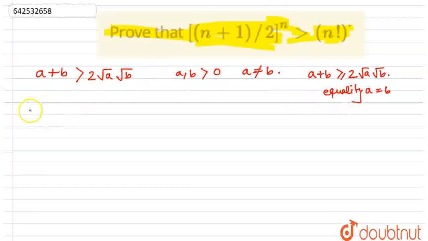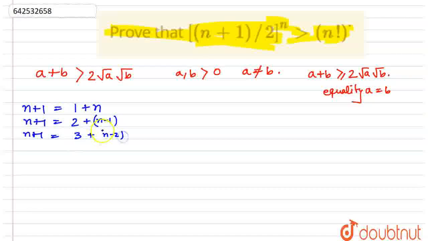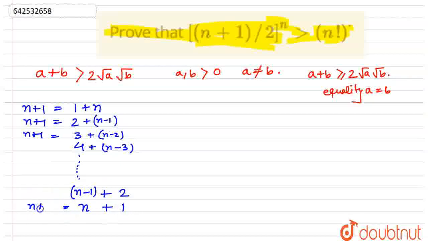So first, let's look at n plus 1. Now n plus 1 can be written as just 1 plus n. And again n plus 1 can also be written as 2 plus n minus 1. And similarly, it can be written as 3 plus n minus 2, 4 plus n minus 3 and so on. Here we will come to n minus 1 plus 2, then n plus 1, and all these things are equal to n plus 1.